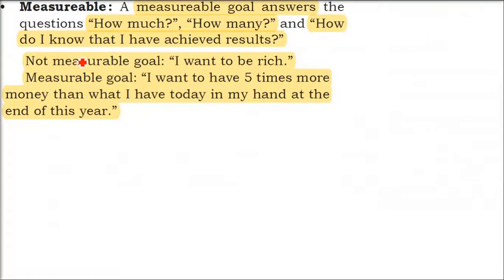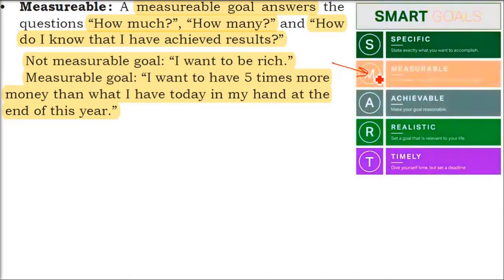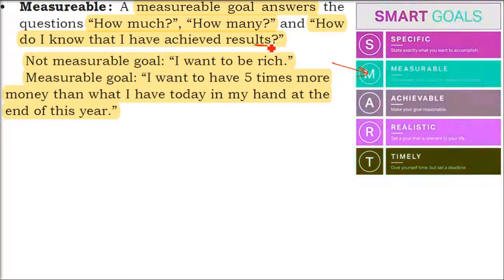Measurable. Measurable means you can count. Numbers. Mathematics is involved here. So if you are able to answer how much, how many, how do I know that I have achieved the result? These will be numerals, numbers. Okay? So your goal has to be measurable.